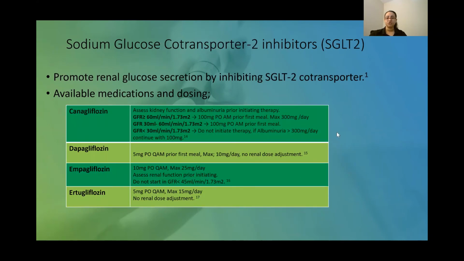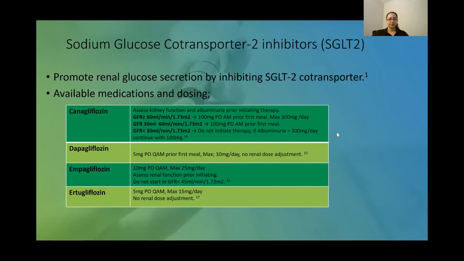Then to our SGLT2s, they promote renal glucose excretion by inhibiting the SGLT2 cotransporter. The available medications are canagliflozin. We have to assess the kidney function and albuminuria prior to initiating therapy. If the patient has a GFR of more than or equal to 60 mL, patient should be taking 100 milligram by mouth in the morning prior to the first meal to a maximum of 300 milligrams per day.